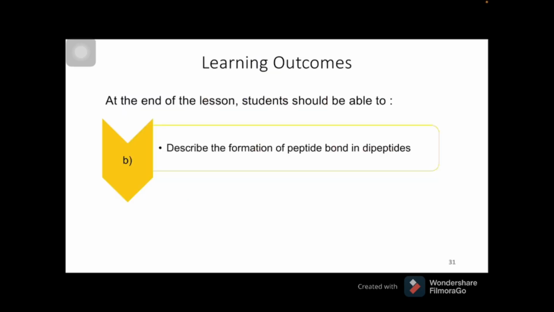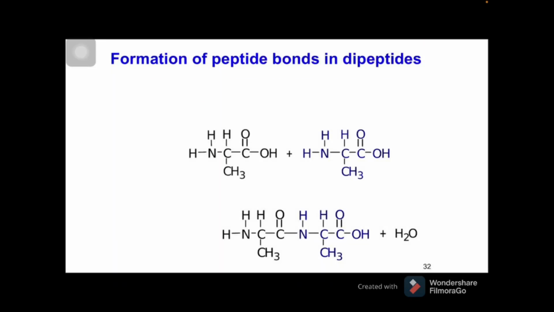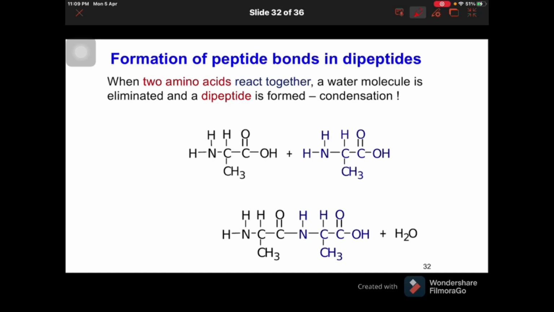Okay, we will proceed with our lecture with the new subtopic 12.2, chemical properties of amino acid. Look at the learning outcome. At the end of the lesson, students should be able to describe the formation of peptide bonds in dipeptides. When two amino acids react together, a water molecule is eliminated. That means H2O will be eliminated and a dipeptide is formed. This is the condensation process.